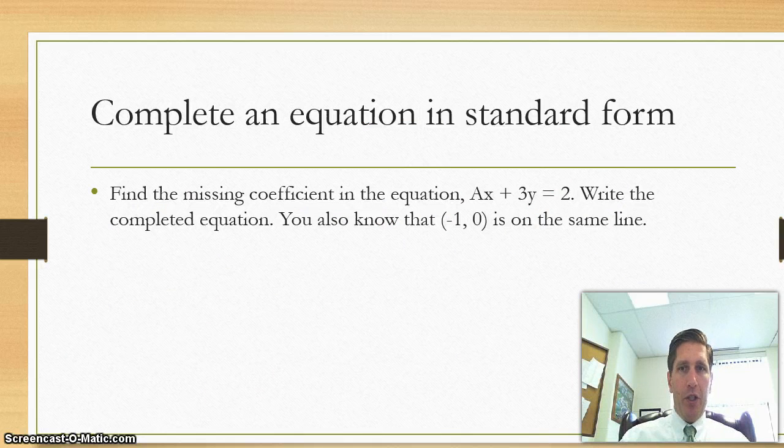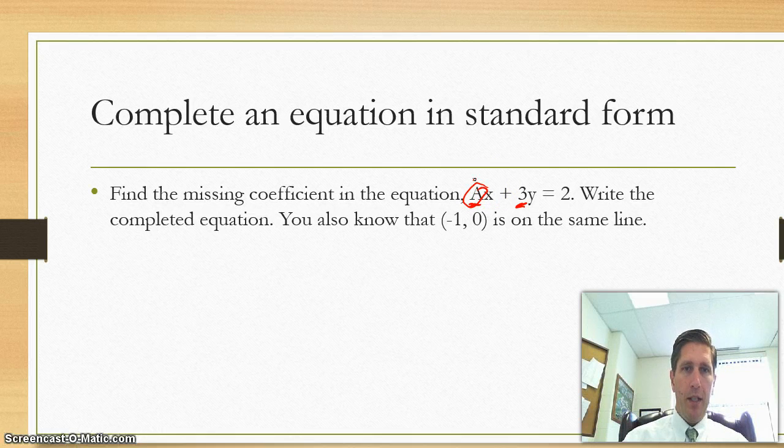So complete an equation in standard form. Now you're going to be given some information. Find the missing coefficient. Remember that the number that occurs before the variable is called the coefficient. So ax plus 3y equals 2. We're given an equation and we're missing the coefficient, obviously a, and they want us to find that.